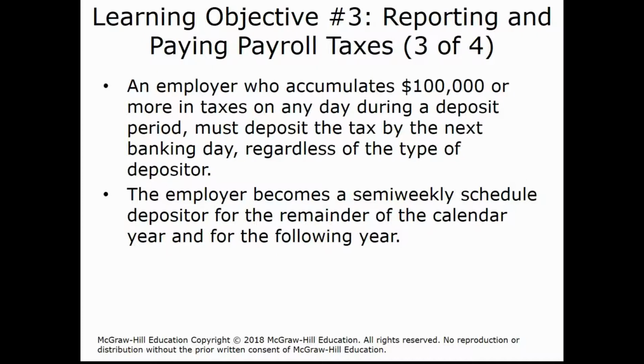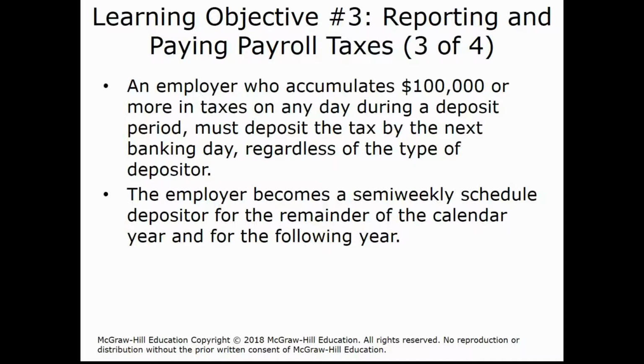So if an employer accumulates $100,000 or more in tax liability, they have to deposit that large amount by the very next banking day, regardless of the type of depositor they are. And again, here the government doesn't want employers holding large amounts of withheld wages, for example, in tax liability, and maybe earning interest on this. The federal government, especially for these large amounts of money, wants that amount deposited very quickly.